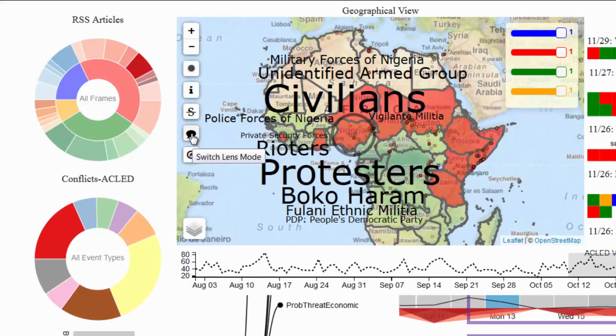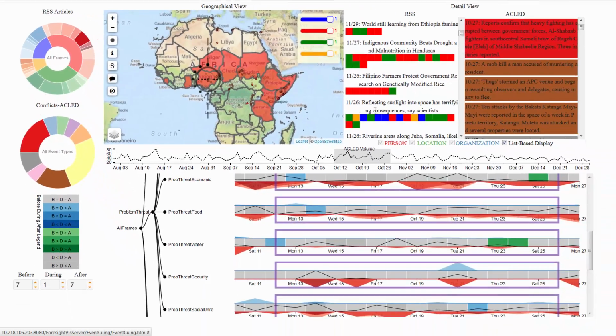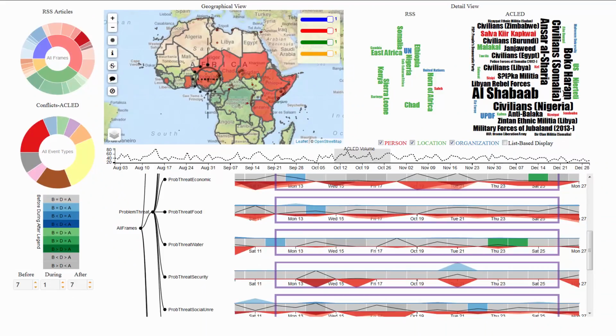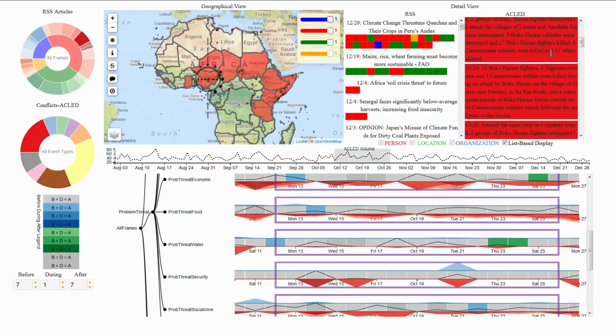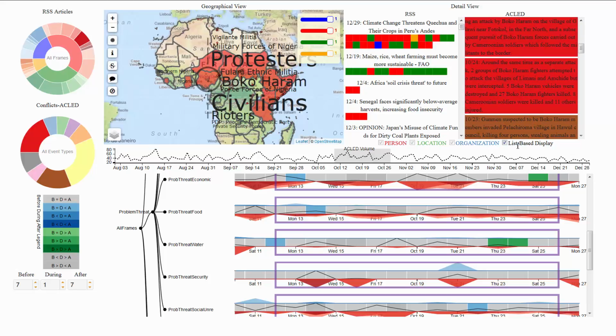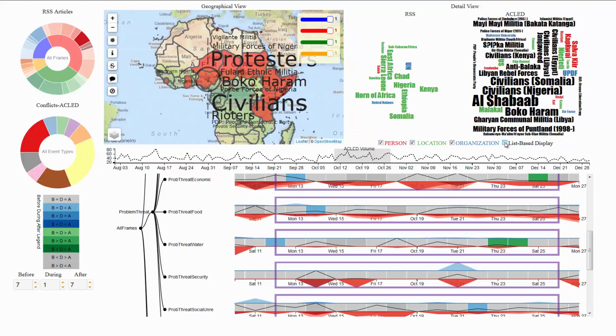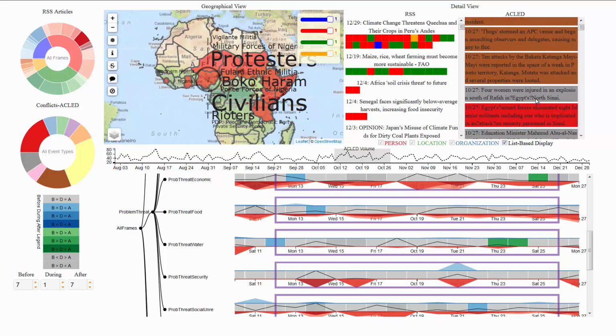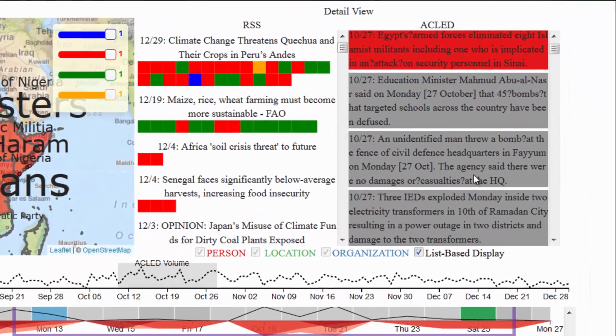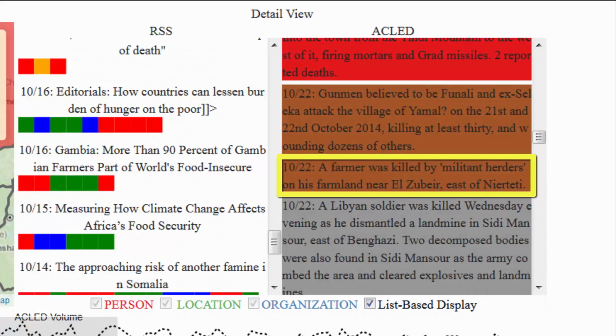We can find riots, protests, and Boko Haram are frequent actors around Nigeria. We open the Wordle view of the ACLID dataset and click on the person Boko Haram. Now we can find many events caused by Boko Haram which impact villagers. Expanding our focus to agriculture, we find that militarists are killing farmers and forcing them to flee their homes. All those events can exacerbate the food problem.